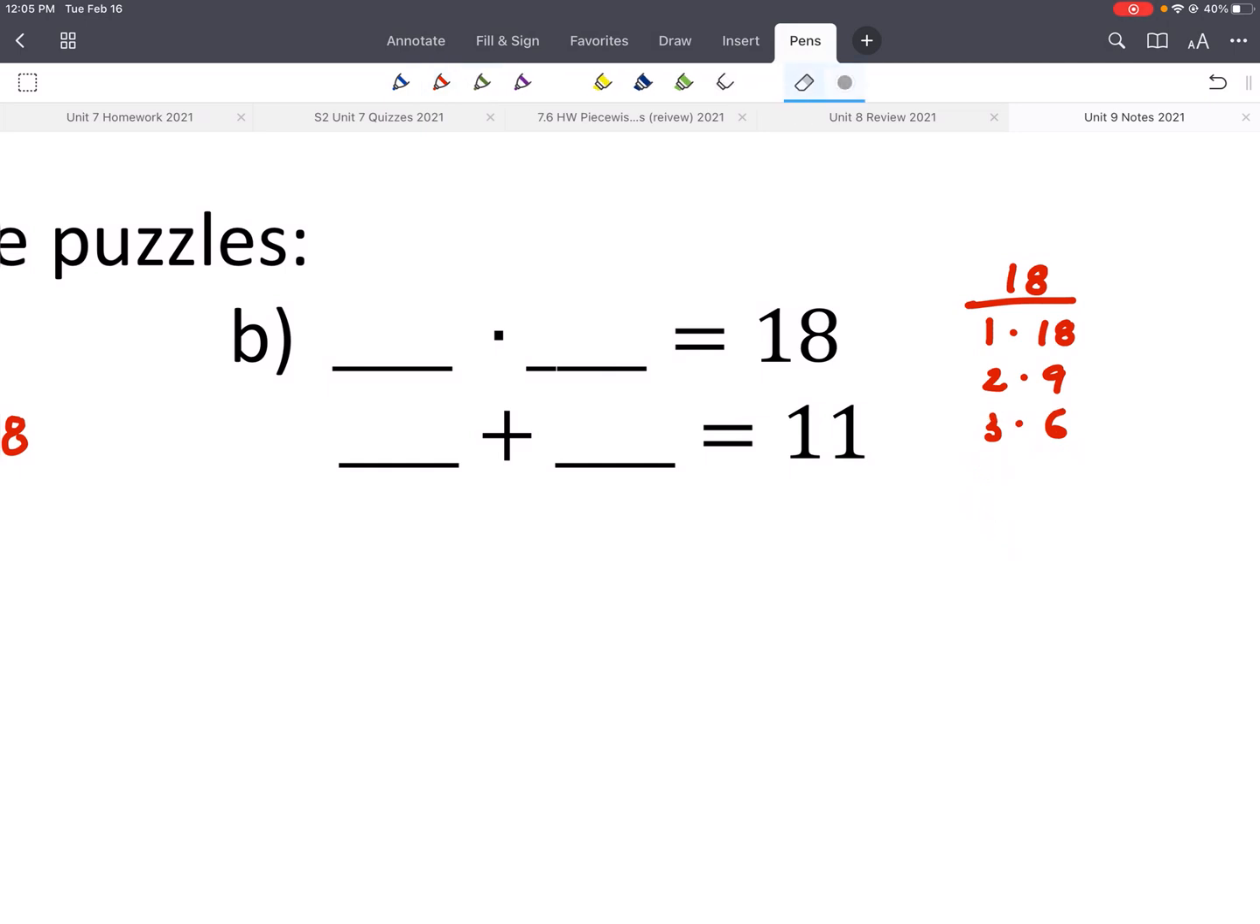Now we need to figure out which one would make that work. So 1 plus 18, well, that would give you 19. 2 plus 9, that gives you 11. So that's what we want. So our answer here would be 2 and 9.